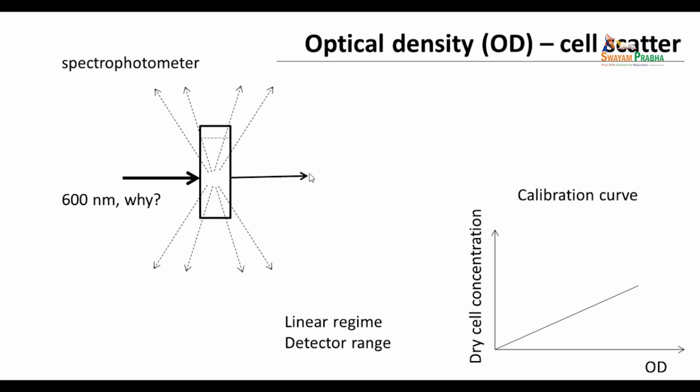If the amount of light reaching the detector goes below a certain level, or if the amount of light that is scattered is very high, then detector saturation happens. Then also there is a problem. So we don't work in the region of detector saturation.